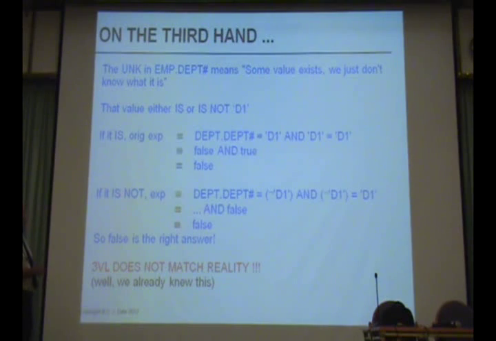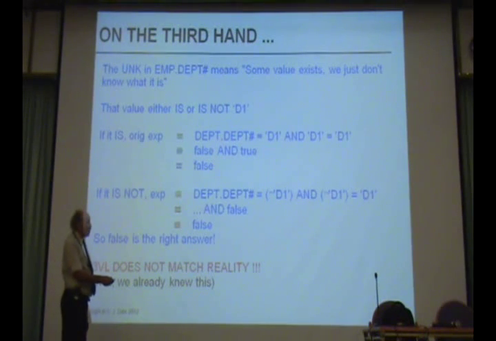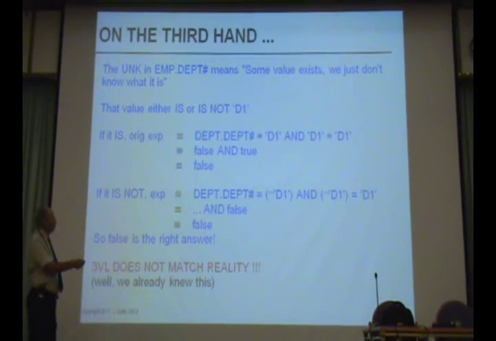Alternatively, if the UNK stands for something that is not department 1, the expression becomes dept.deptNumber equals something that is not department 1 and not department 1 equals department 1. I don't know what this term evaluates to, but the second term is false, so the whole thing is false. So either way, we get false. False is the right answer. And this is the real point. Three-valued logic does not match reality.